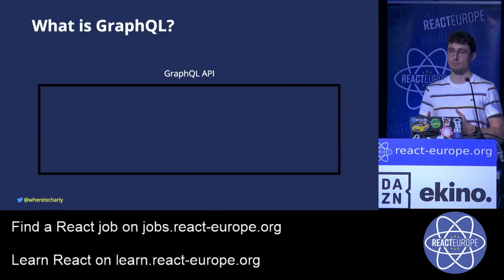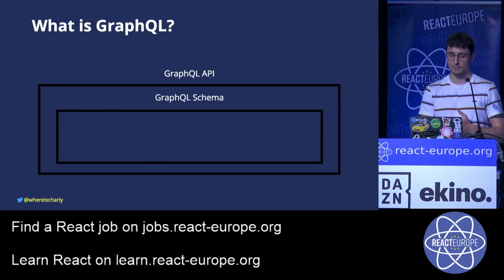A GraphQL API defines a schema. This schema is going to contain and define everything about the data. First, the data types. Data types about your application, your business. So a user, a company, a conversation, an image, anything about your application.